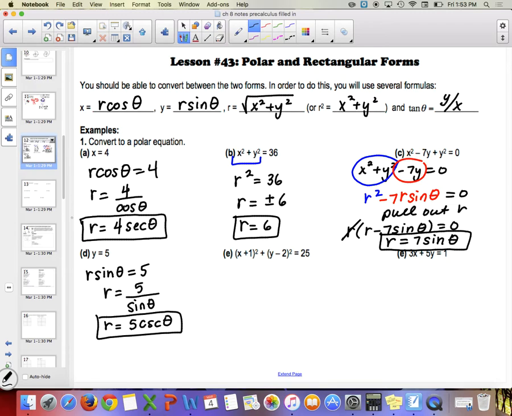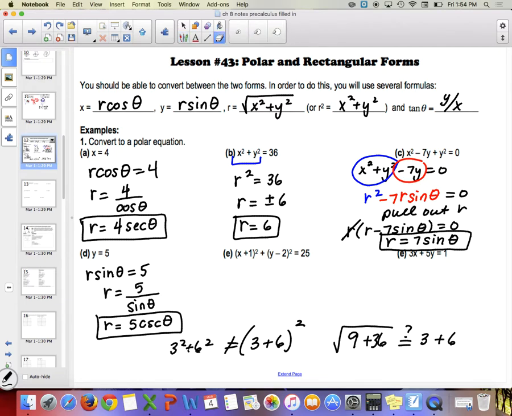Just like if you had 9 plus 36 under a square root. Is that equal to 3 plus 6? No. What's 9 plus 36? It's 45. What's the square root of 45? 3 root 5. Is that the same as 9? No. Do you guys understand? It's the opposite of this rule. Like that is not equal to 3 squared plus 6 squared, right? So taking the square root of both of those, that is illegal. We cannot do that.